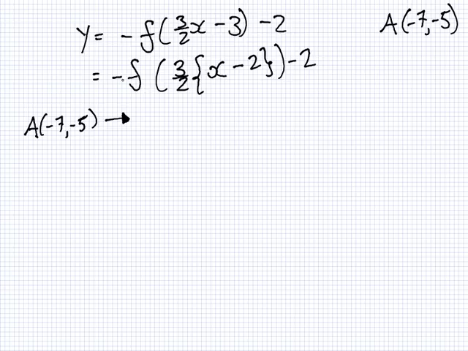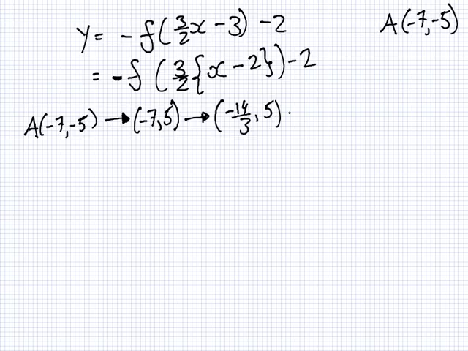Firstly, the minus here flips the y, so it becomes minus 7, 5. No, this minus here flips on the x-axis. Anyways, let's see if we get the answer at the back. This compresses the x-axis by 3 over 2 units, so divide this by 3 over 2. That's like multiplying by 2 over 3.